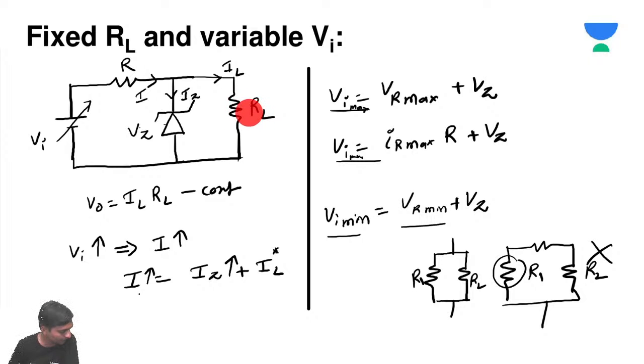Okay, Krishnaveni, very good. So the load resistance RL and the Zener diode are in parallel, but V input and VZ are not parallel. The Zener diode and V input are not in parallel. In between you have some resistor R, sir. You can't neglect this resistor R.